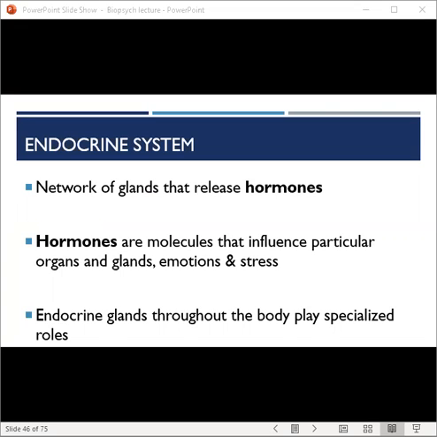These messages are what allow your heart to beat, your lungs to breathe in air, and your mind to make decisions. Now, in the nervous system, signals travel very quickly, leading to instantaneous responses. However, within the endocrine system, signals move more slowly, but they last a bit longer. When you boil it down, the endocrine system is a network of glands that release hormones.